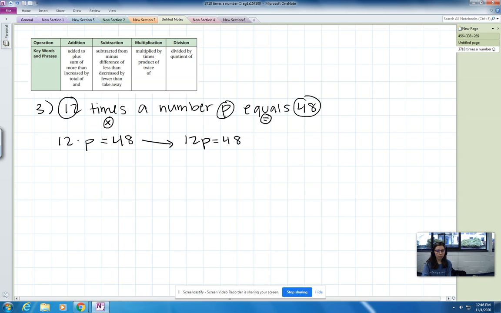Remember, a number directly in front of a variable means they are multiplied. So this is just a different way to write 12 times p, and it is the preferred way that we write it.